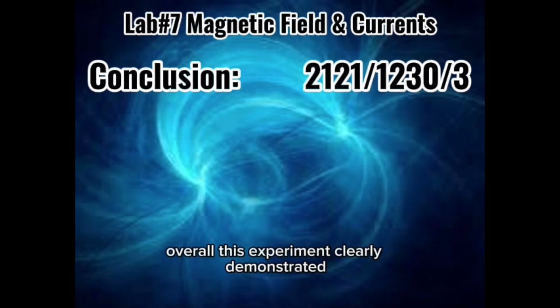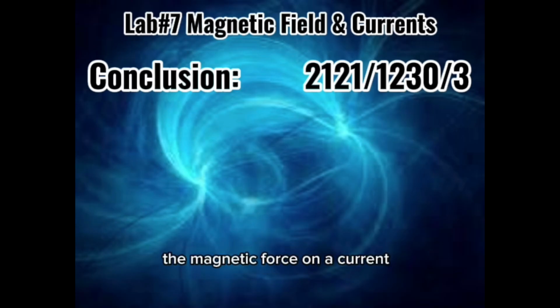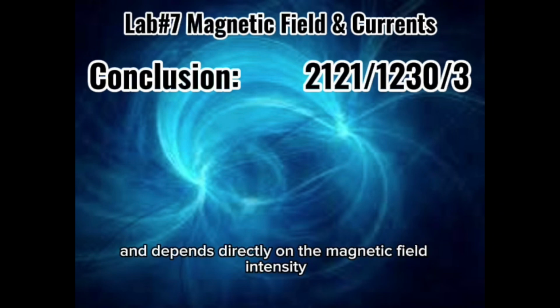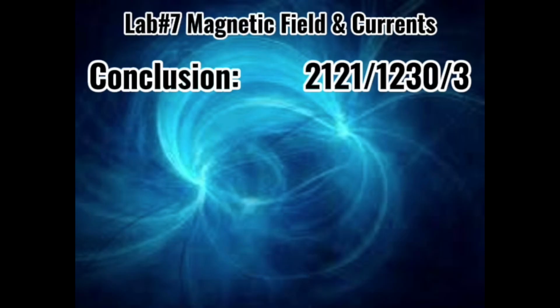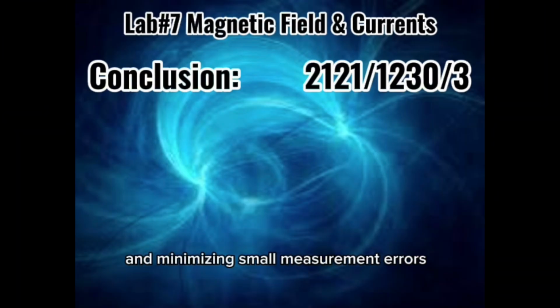Overall, this experiment clearly demonstrated that the magnetic force on a current carrying wire increases linearly with current strength and depends directly on the magnetic field intensity. It also emphasizes the importance of maintaining a stable setup and minimizing small measurement errors to improve precision in future trials.